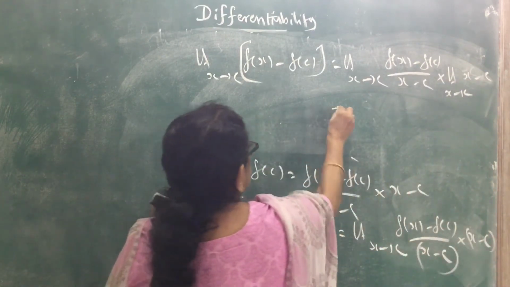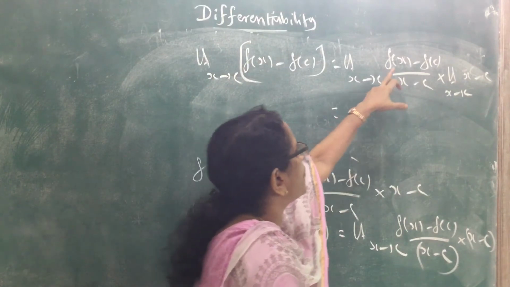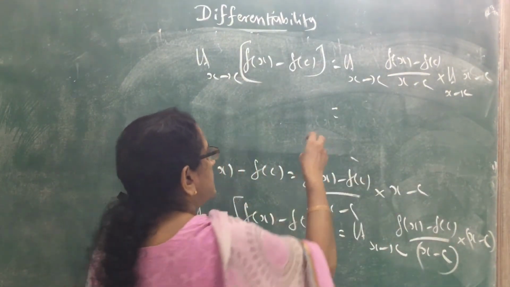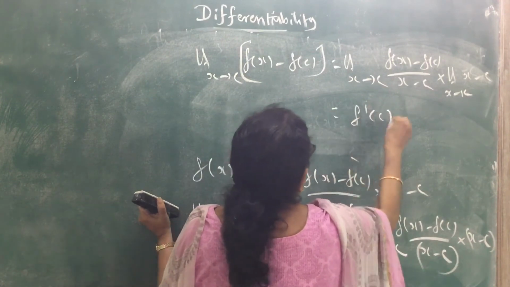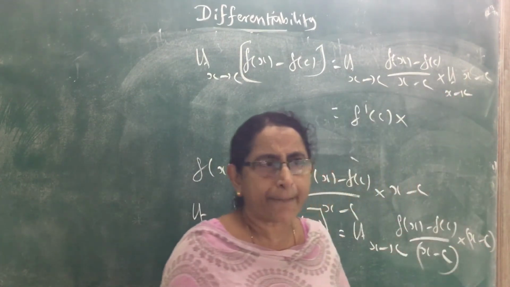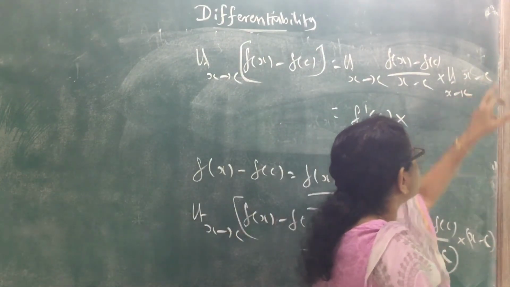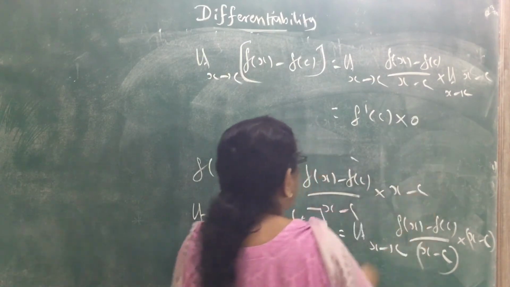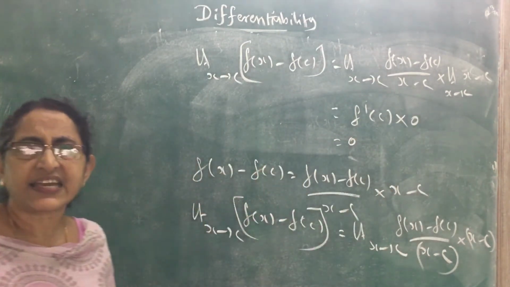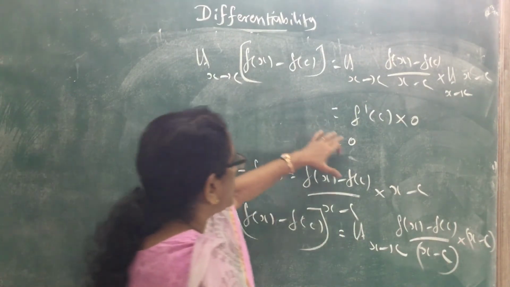Now, what is this? By definition, limit x tends to c, f of x minus f of c by x minus c, that is same as f dash c. F dash c into, what is limit x tends to c, x minus c? When we apply the limit, in the place of x, we put c. So c minus c, 0 we get. That is equal to f dash c into 0, that is same as 0. So we got this equal to 0.